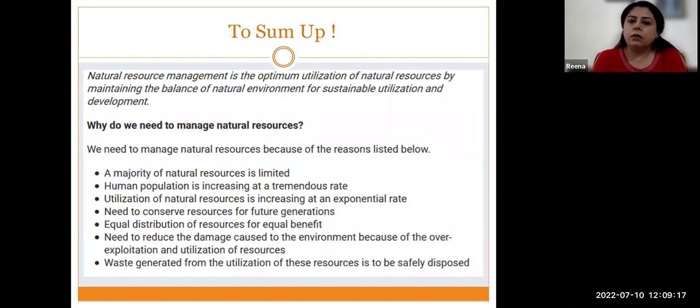So to sum up, why we need management of natural resources, it's very simple. We need to do this because human population is increasing. There is a need for utilization of natural resource which is increasing at exponential rate. Then we need to conserve these resources for future generations. We need to distribute these resources equally among different stakeholders. Then to reduce the damage, to ensure that there is a mitigation of challenges, there is mitigation of risk and impacts of waste generated from utilization of resources.